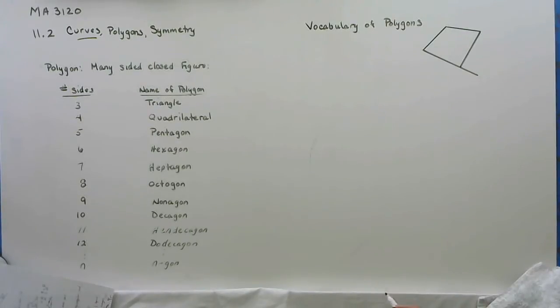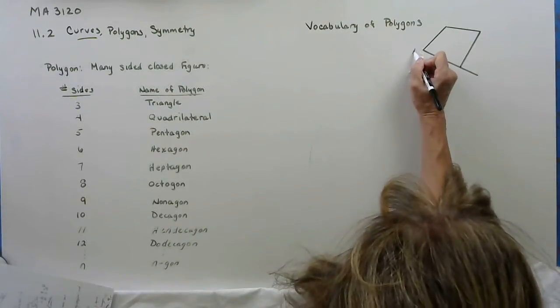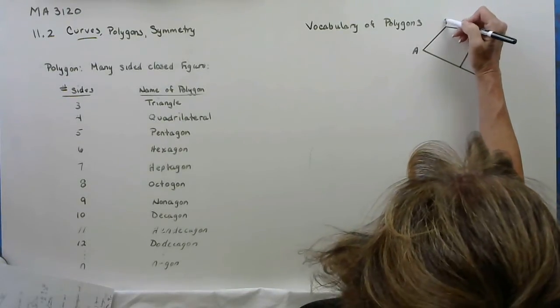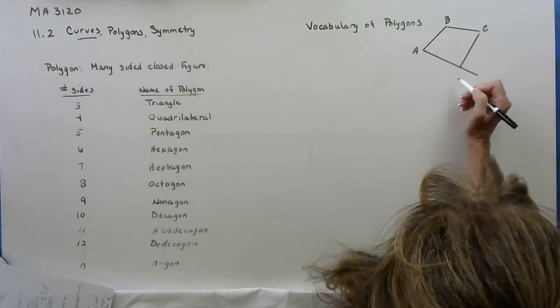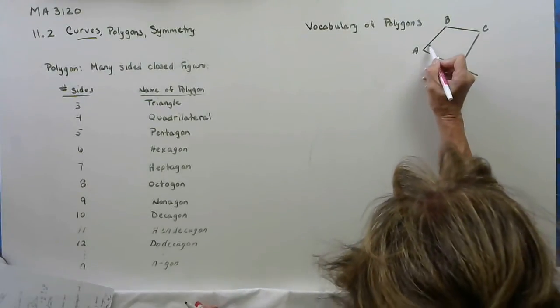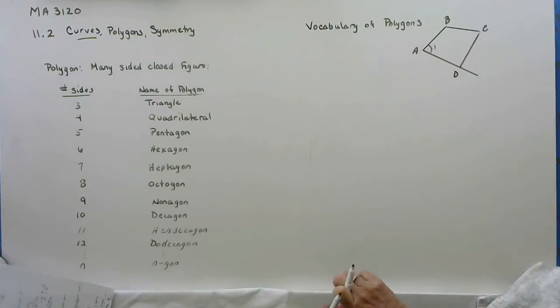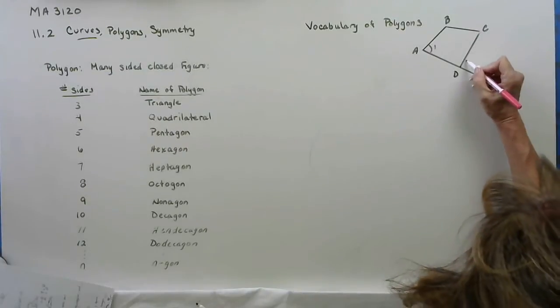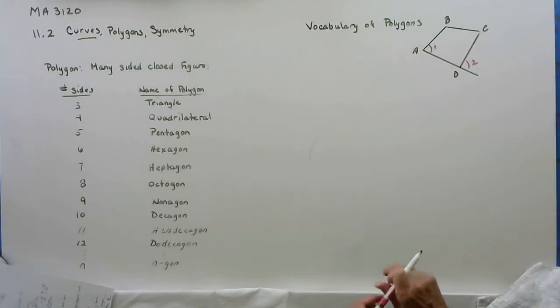And I'm going to call this figure vertex A, vertex B, vertex C, vertex D. And then I'm going to call angle A, angle number 1, and this part of angle D is angle number 2, so that we can just discuss some of the vocab and descriptions.